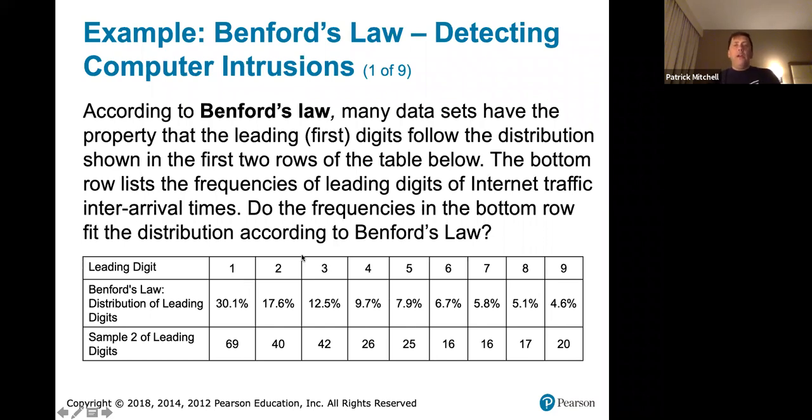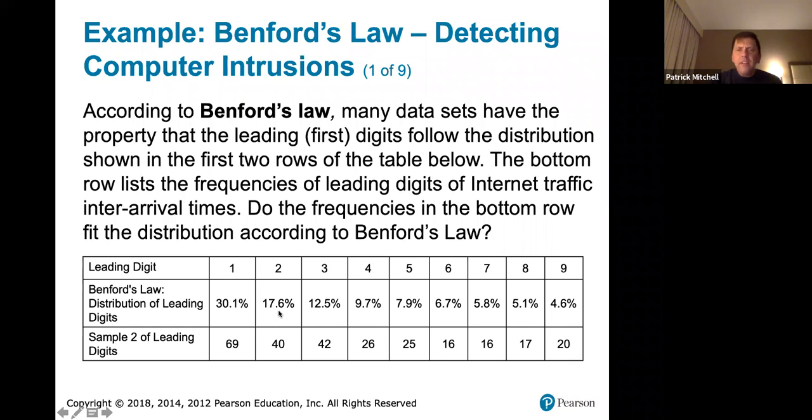Okay. So in the last example, we were checking to see if the frequency was uniform. In this case, it's not uniform. One is supposed to be the leading digit the most, followed by 2, followed by 3. So it kind of tapers off, right? As the leading digits get larger, they occur less and less often. And it was found that 1 was a leading digit 69 times, 2 was a leading digit 40 times, 3 was a leading digit 42 times, et cetera, et cetera, et cetera. So these are our observed frequencies.